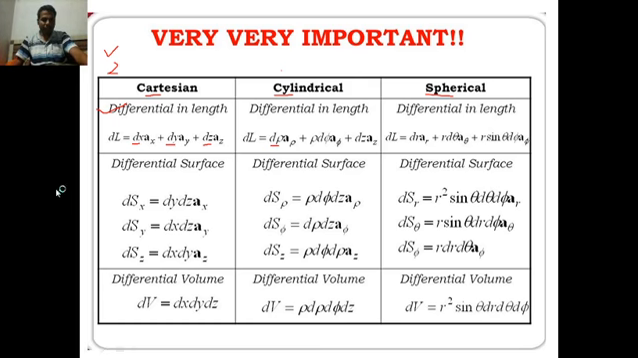Third thing you have to remember is differential surfaces. ds x bar, ds y bar, ds z bar is nothing but the differential surface in x direction, y direction, z direction respectively. How to obtain this, everything I have covered in the previous lecture which I uploaded on YouTube. This is all about three coordinate systems.